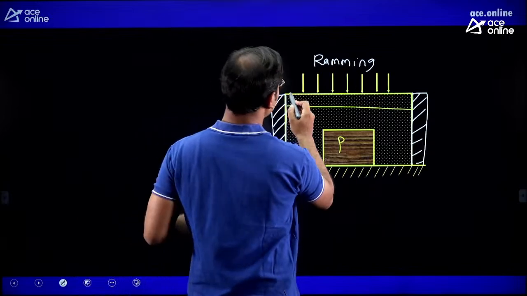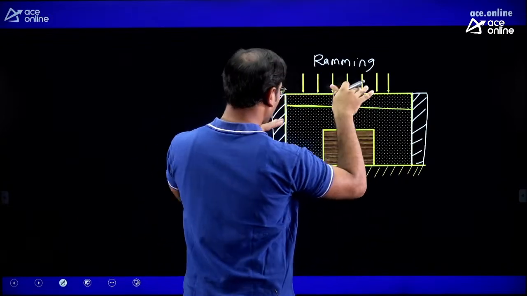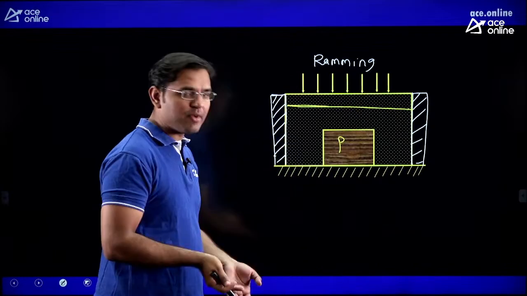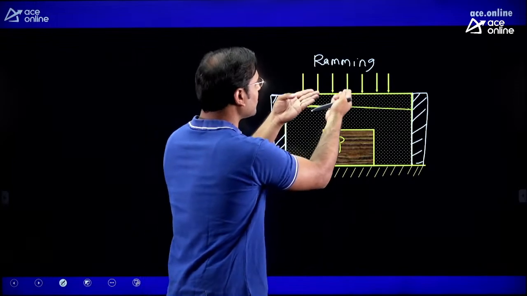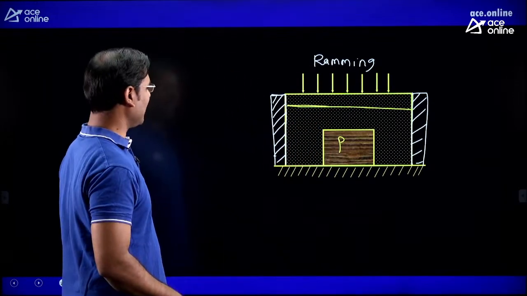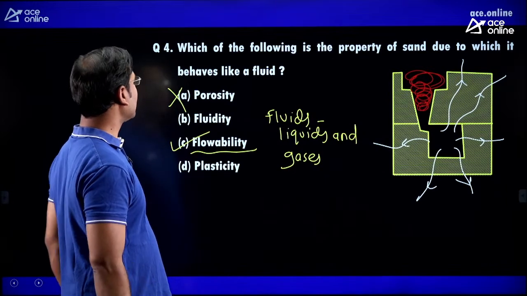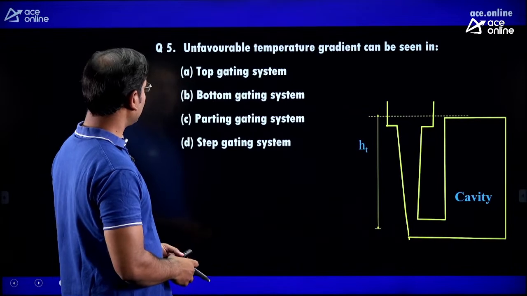Firstly the level of molding sand was this one. Now this new level comes because of the compression force. But when we remove the force, that level does not rise back to the initial position, and this property is known as plasticity. Understood? So plasticity is also not the option. Now see question number 5.